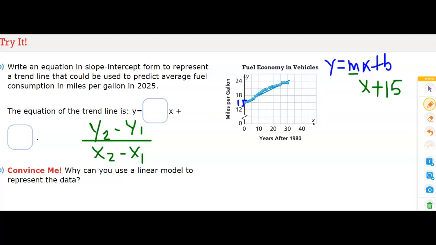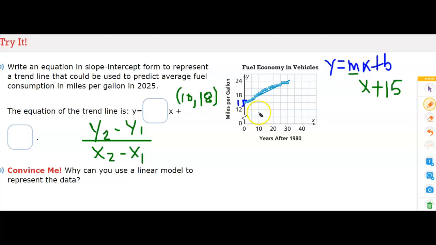So I'm going to choose 2 points on this trend line. I see here at 10, so my first x would be 10. And if I go up to 10, my y would be 18. Okay, that's my first x, my first y.